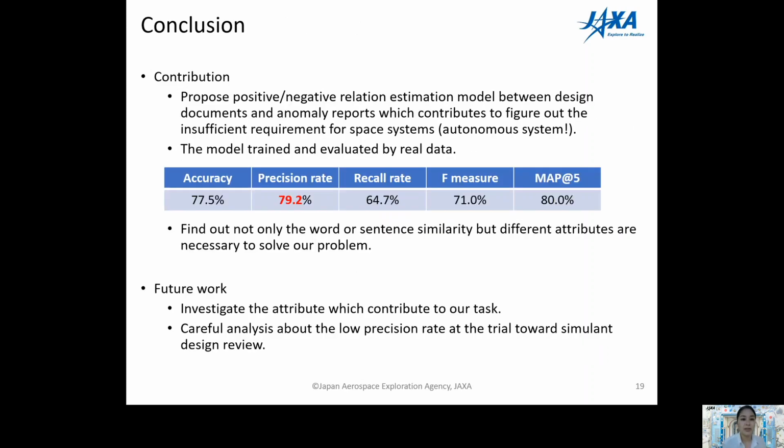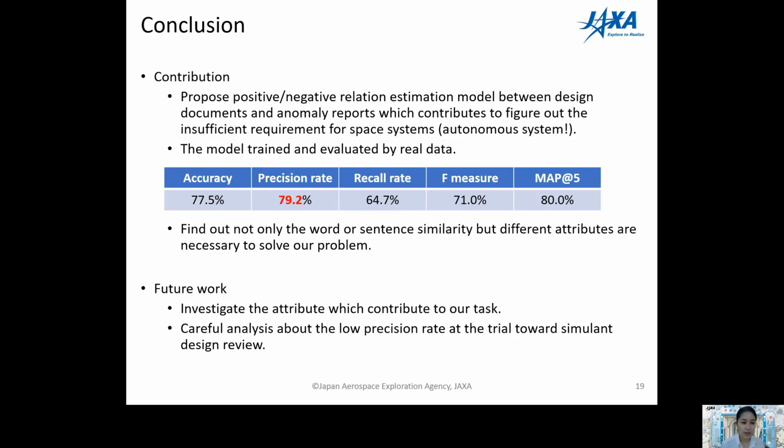We would like to wrap up the presentation. We proposed the positive-negative relation estimation model between design document and anomaly report, which contributes to figuring out insufficient requirements for a space system. And we think the space system is an autonomous system. And we found that not only word or sentence similarity, but different attributes are necessary to solve the problem, and this was a really important finding for us.